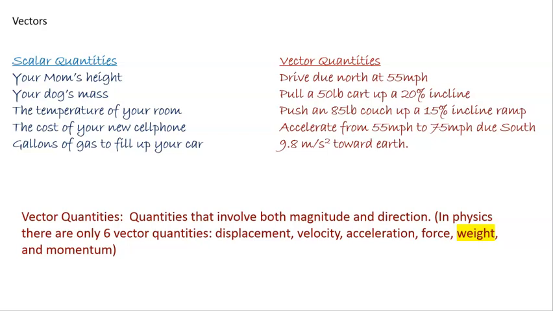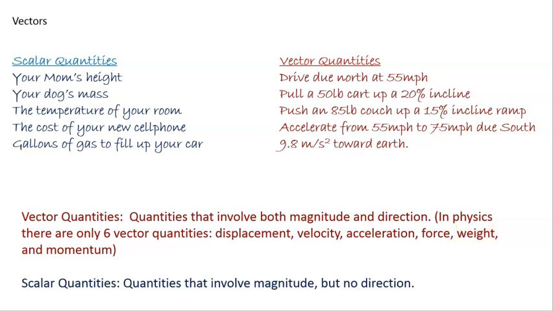But there are only six vector quantities. Displacement, and velocity. That's 55 miles per hour due north as an example. Acceleration. If you change from 55 miles per hour to 75 miles per hour, you're accelerating, and that's going to be in a particular direction. Force. If you're pulling a 50-pound cart up a 20% incline, that is force. And weight. Notice I didn't say your dog's weight, but your dog's mass. Weight is a vector quantity, and you calculate weight by multiplying mass times acceleration. So it involves gravity, and that is a vector quantity.